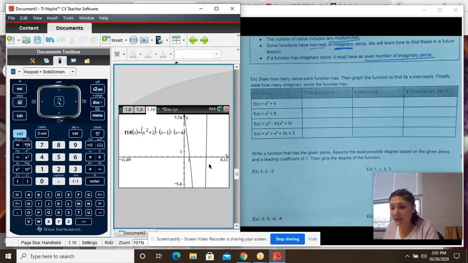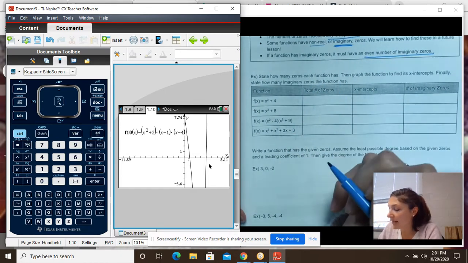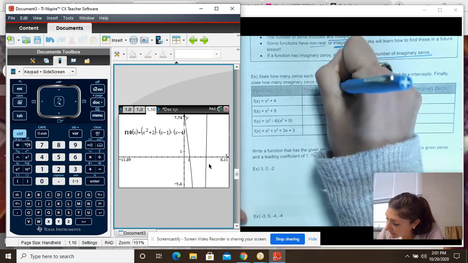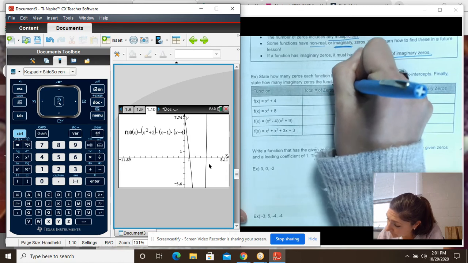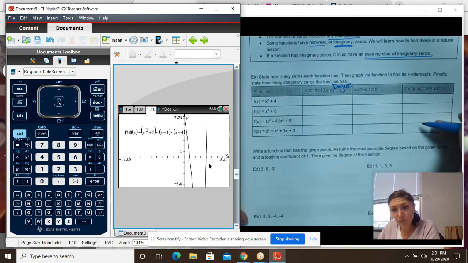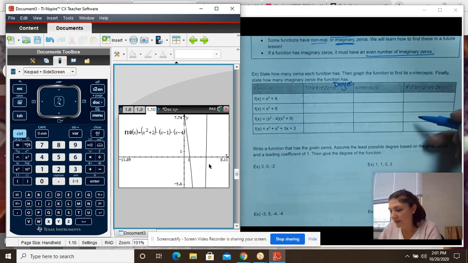Okay, so let's take a look at this one more time. State how many zeros each function has based on its degree, right? So the total number of zeros will be based on the degree. And then find its x-intercepts. And then, we're just going to extend this one more, state how many imaginary zeros we expect this graph to have.